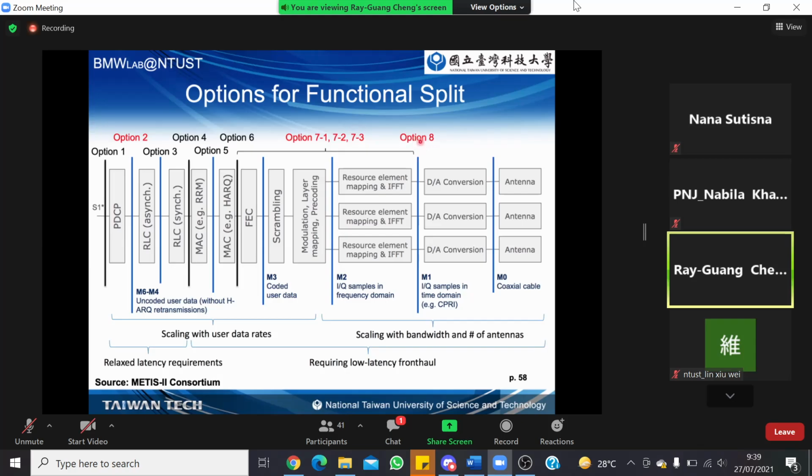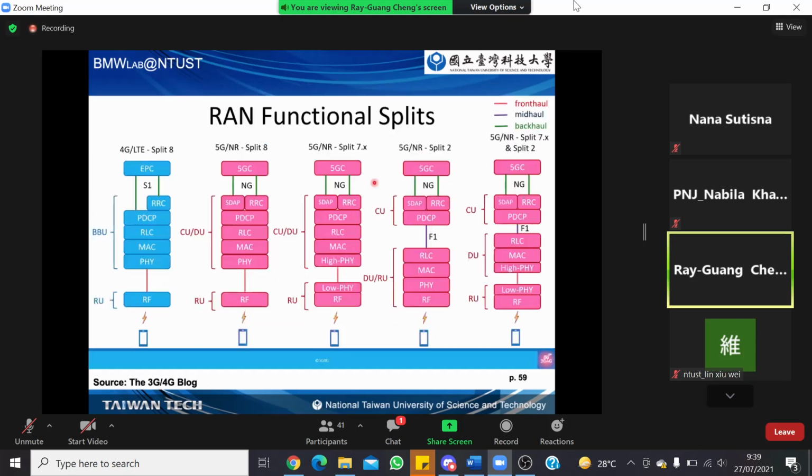Traditionally, the separation of BBU and RU is based on option 8. So this part is the RU or RH. In O-RAN, they define a spec based on 7.2. 7.2 is at the resource element mapping.